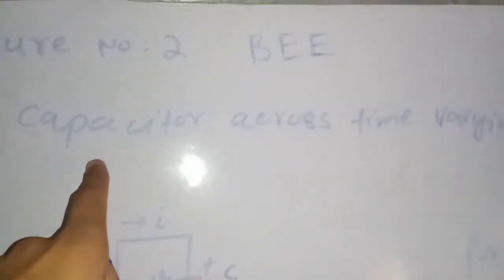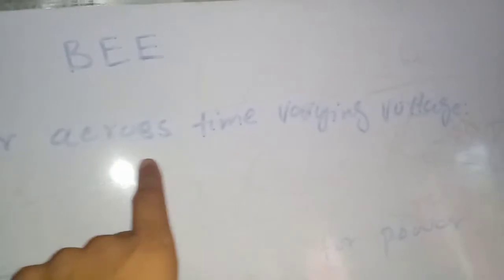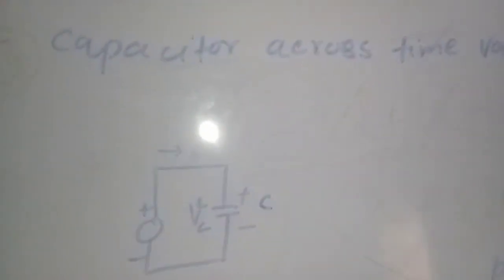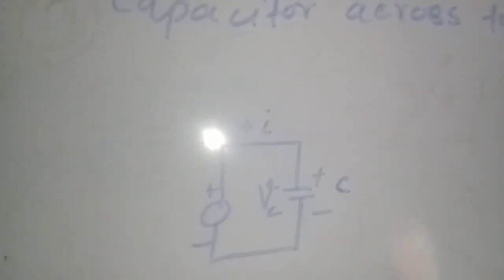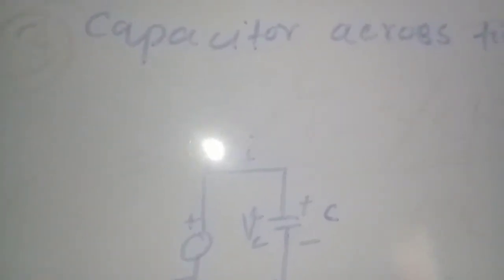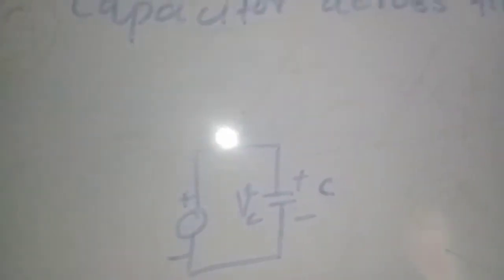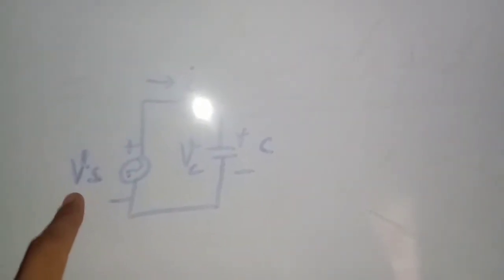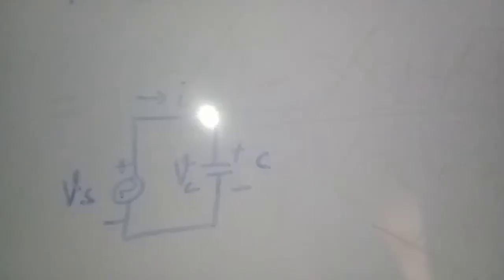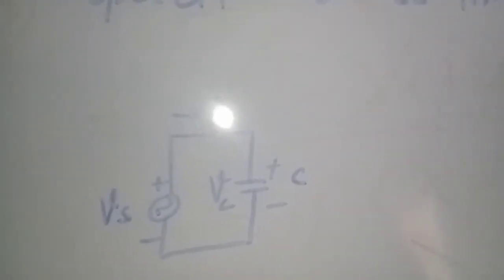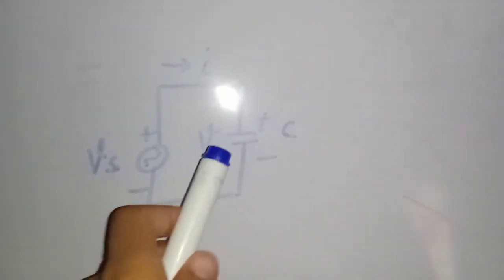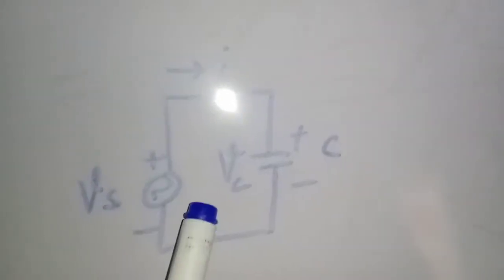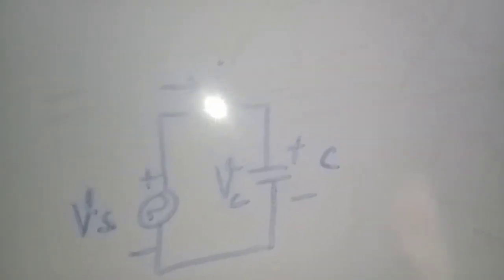As you see, the capacitors across time varying voltage. From the diagram you see that this is a time varying voltage, that is the source voltage equation. You can write this as Vs. According to Ohm's law, where the voltage exists there must be a current in that direction. Here is a capacitor that is connected across a time varying voltage.